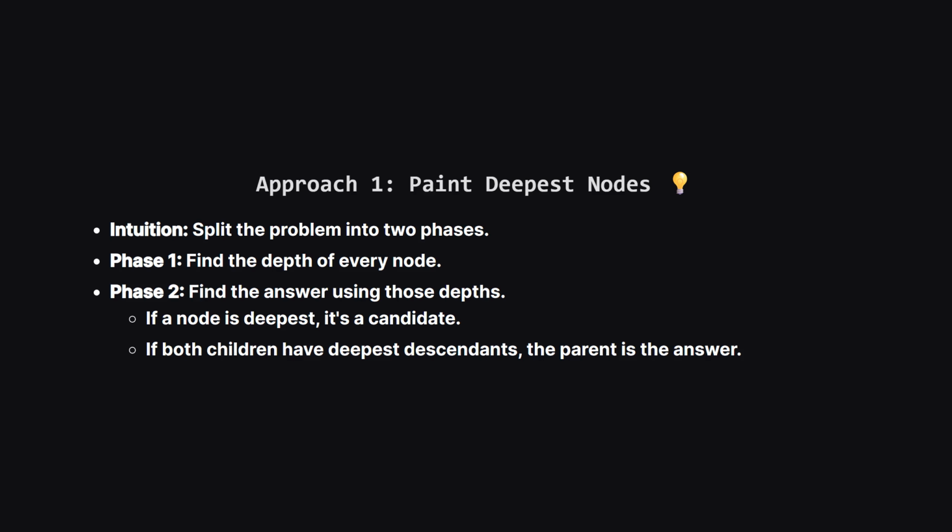The first approach is called Paint Deepest Nodes. The intuition here is to handle things in two distinct steps. First, we just want to know how deep everything is. We can run a search to paint or record the depth of every single node. Once we know the global maximum depth, we can run a second search to find our answer. The rule is simple. If a node has the maximum depth, it's interesting. If a parent node sees that both its left and right children lead to deepest nodes, then that parent is the meeting point or the answer we're looking for.